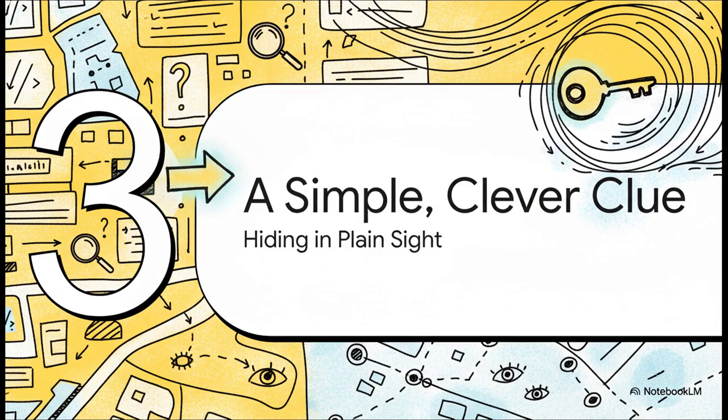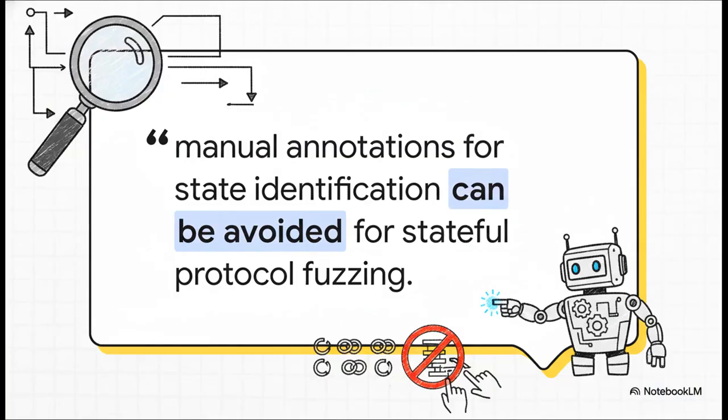The big breakthrough came when a group of researchers realized that the map wasn't completely missing. The clues to build it were there the whole time, hidden in plain sight, right inside the program's code. It was a simple, clever clue that pretty much everyone had been overlooking. These researchers started with a pretty ambitious goal. They figured they could automate this whole detective process. They didn't want to rely on people to manually go in and point out where the states are. Nope. They wanted to build a tool that could figure it all out on its own.